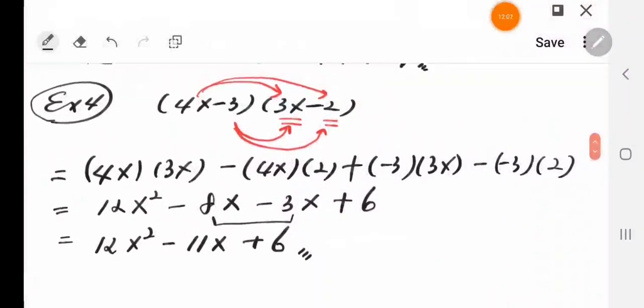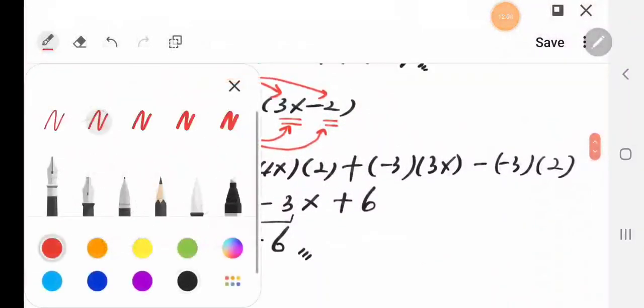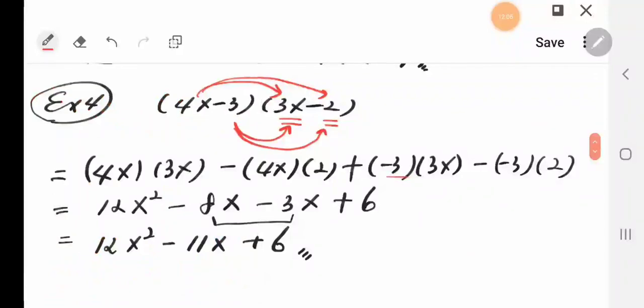Oops, sorry, there's a mistake. Negative 3 times positive 3 is 9, so it's got to be minus 9x. And then combine these two, then there will be negative 8 minus 9 is negative 17.